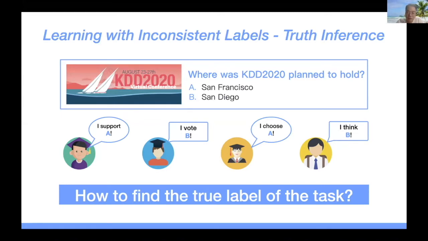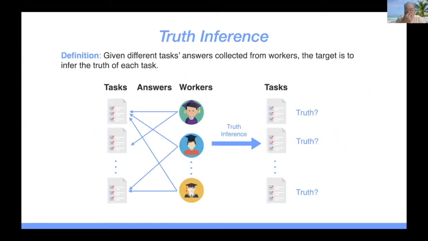So how do you really find the true answer? How do we find the true label of the task? This is called truth inference. By definition, truth inference means that given different task answers collected from workers, the target is to infer the truth of different tasks.